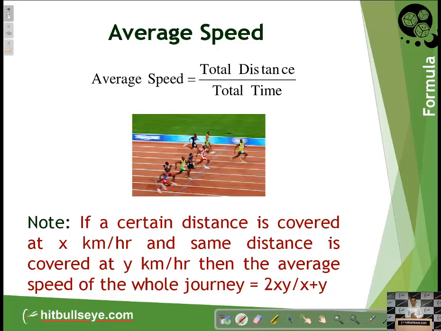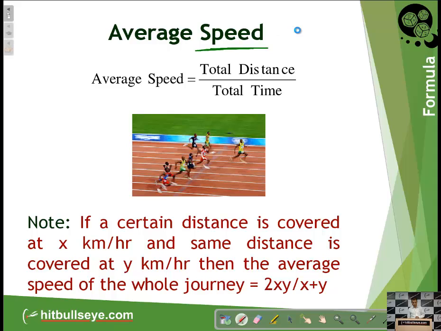The next slide is on average speed. Average speed is equal to total distance by total time. As students, we are already aware speed is equal to distance by time. So what is average speed? Total distance by total time. One note is given: if a certain distance is covered at x km per hour and the same distance is covered at y km per hour, then the average speed of the whole journey will be 2xy upon x plus y. We will prove it in later stages.